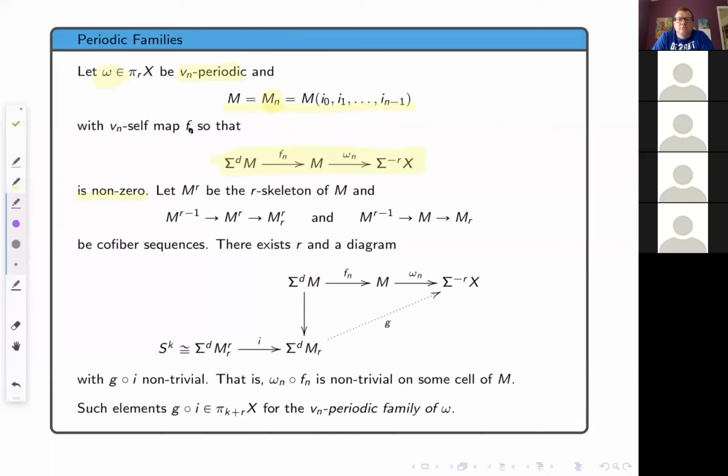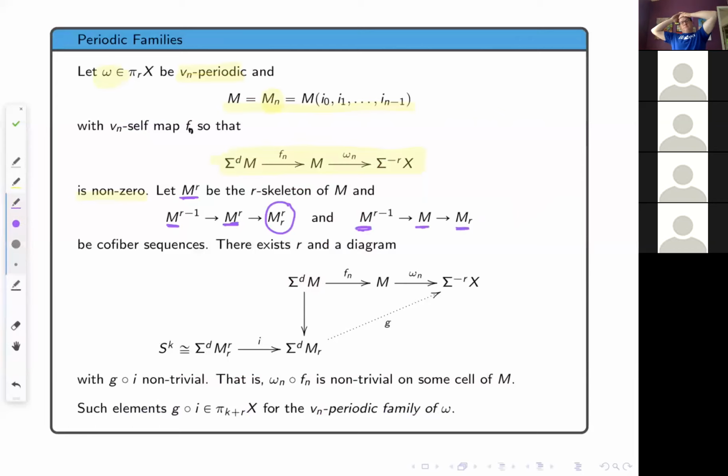Now, M is a CW spectrum. If you don't know what that is, just think CW complex, just think CW complex in spectra, and you'll be just fine. So it has an r-skeleton, which I'm going to call M upper R. And the r-1 skeleton goes into the r-skeleton, and I'm going to call the cofiber M with R superscript and lower-script. And similarly, if you put the r-1 skeleton into M, I'm going to just call that M sub R. Sorry, I didn't define that, so let's just stick to that.